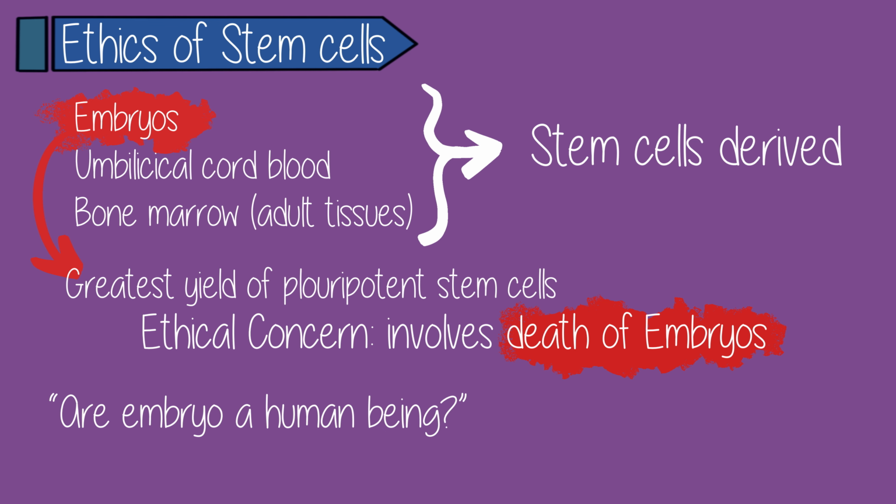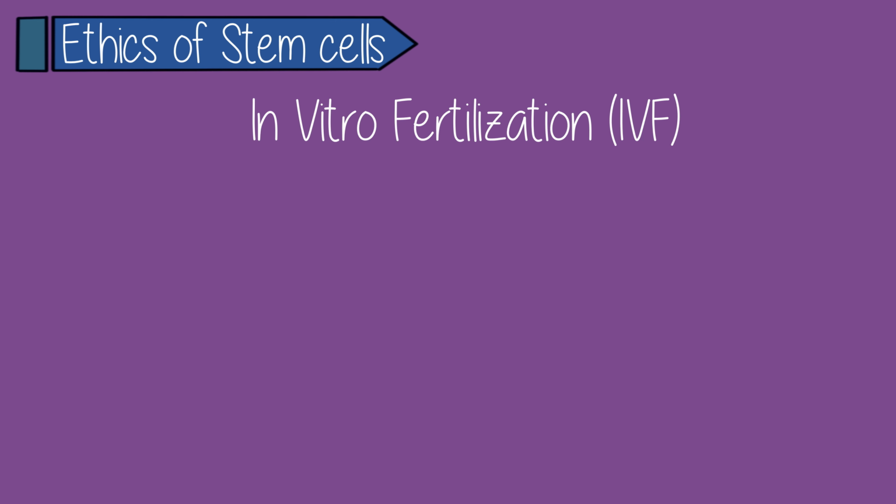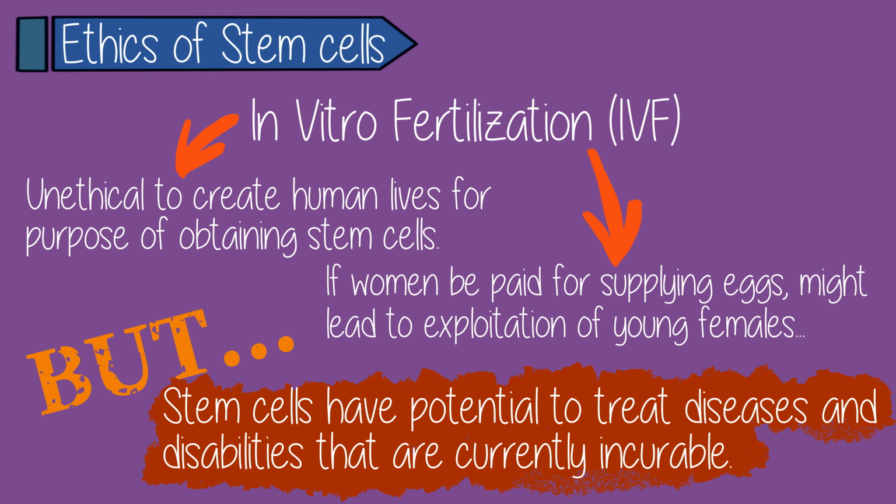But are embryos a human being? When will human life begin? Such questions are debated, whether killing the embryo and gaining a stem cell is ethical or not. Another argument is the creation of stem cells by in vitro fertilization, IVF. It is considered unethical to create human lives for the purpose of obtaining stem cells. Additionally, if women will be paid for supplying eggs for IVF, it can lead to exploitation of young females. But it is important that therapeutic use of stem cells have potential to treat diseases and disabilities that are currently incurable.